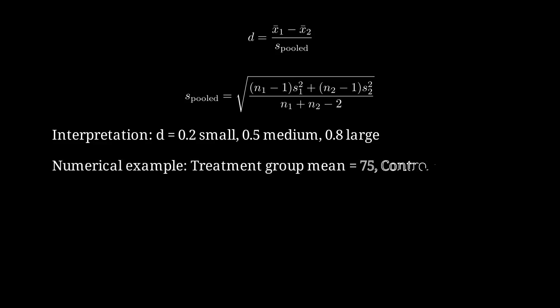Let's work through a numerical example. Say treatment group mean is 75, control is 65. If pooled standard deviation is 15, then d equals 10 divided by 15, which equals 0.67, a medium to large effect. When experiments aren't possible, observational studies provide crucial insights.